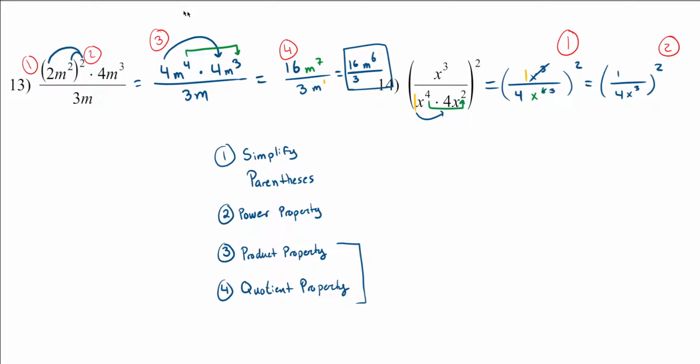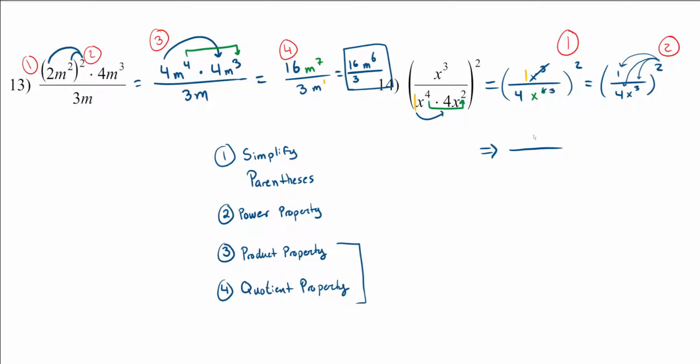And the power property is where I take this exponent and I distribute it to everything on the inside. I'm going to distribute it to this 1. I'm going to distribute it to this 3. I'm going to distribute it to this 4 down here. So let's do it. We're going to end up with a new power. I don't even need the parentheses now.